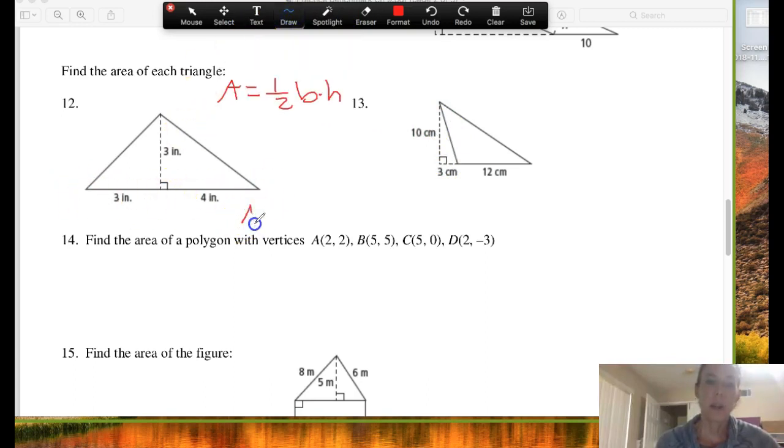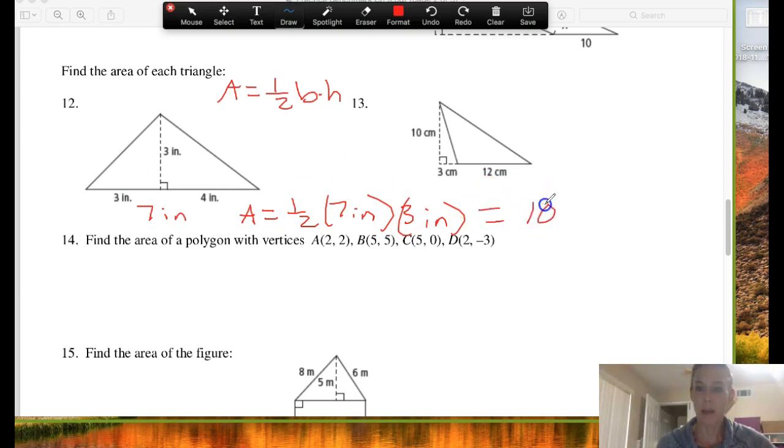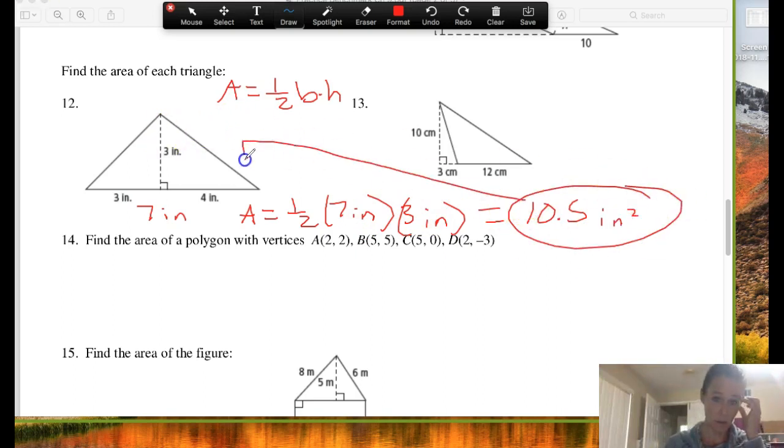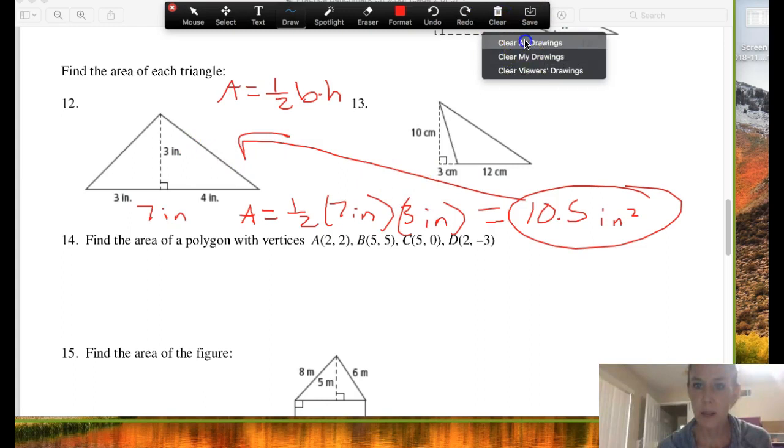So we're just going to go here. Area is 1/2. Your base here is this whole length. So 3 plus 4 would be 7. So we're going to go 7 inches times my height of 3 inches. Okay. 7 times 3 is 21, and then 21 divided by 2 is going to be 10.5, and then inches times inches is going to be inches squared. So the area for this one over here is 10.5 inches squared.